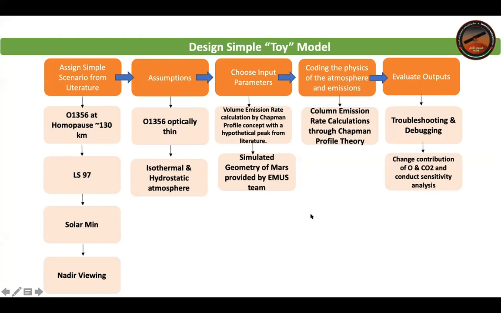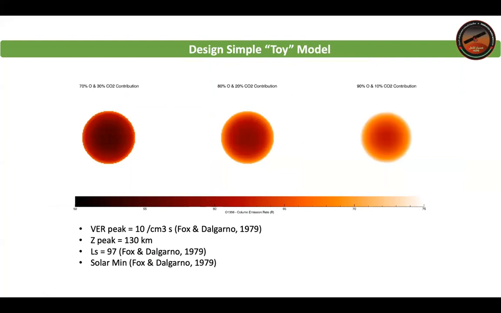So we did our troubleshooting, our debugging, and then we went ahead and changed the contribution of atomic oxygen and CO2 on the band itself. And we had to conduct some sensitivity analysis. So this is just an example of what was produced from the toy model. As you can see here, I was playing with the percentages of how much I was expecting oxygen and CO2 to contribute to the band. And obviously, the more we expected atomic oxygen to contribute, the brighter the image that we received. And this is just a sensitivity analysis.